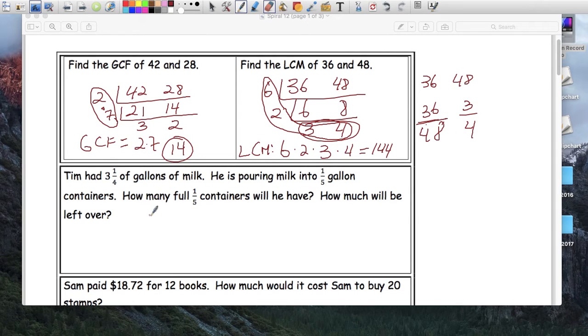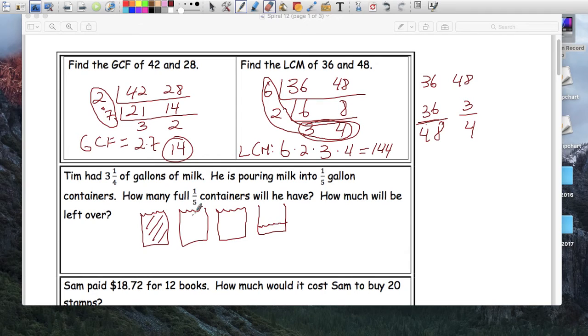Okay, so Tim had 3 and 1/4 gallons of milk. He's pouring it into 1/5 gallon containers. How many full containers of 1/5 size will he have? So just to make a little picture, imagine a full gallon of milk, another full gallon of milk, and a third gallon of milk, and the next one, not full, but about here, a quarter. So this is how much milk he has.